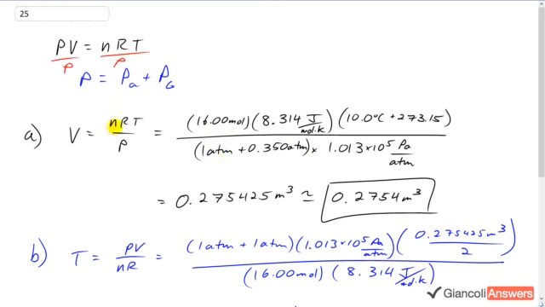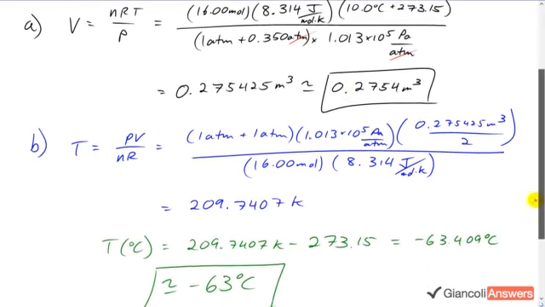So V is nRT over P, so that's the number of moles, 16, times the ideal gas constant, 8.314 joules per mole Kelvin, times the temperature written in Kelvin, so it's 10 degrees Celsius plus 273.15, divided by the absolute pressure of 1 plus 0.35 atmospheres. And then we have to convert those atmospheres into pascals by multiplying by 1.013 times 10 to the 5 pascals per atmosphere. And then we get 0.2754 cubic meters must be the volume.